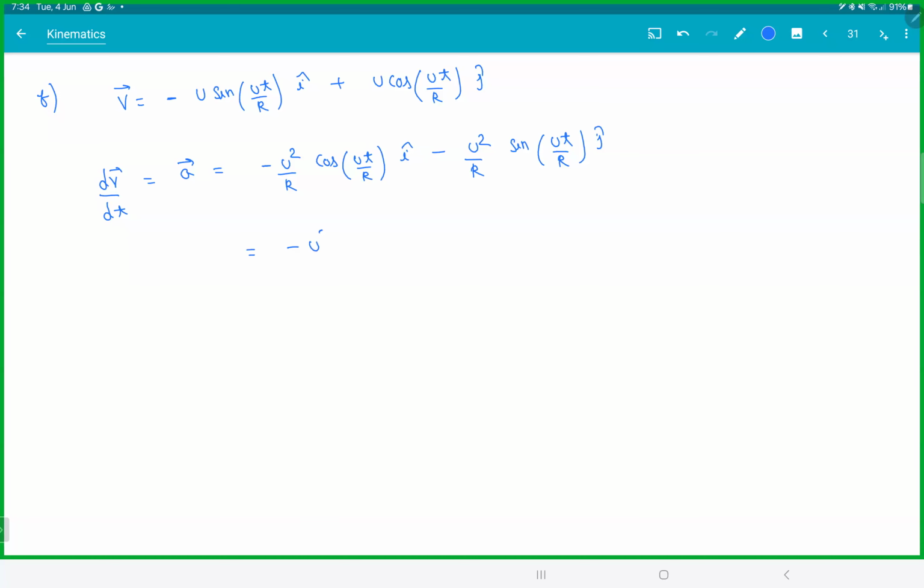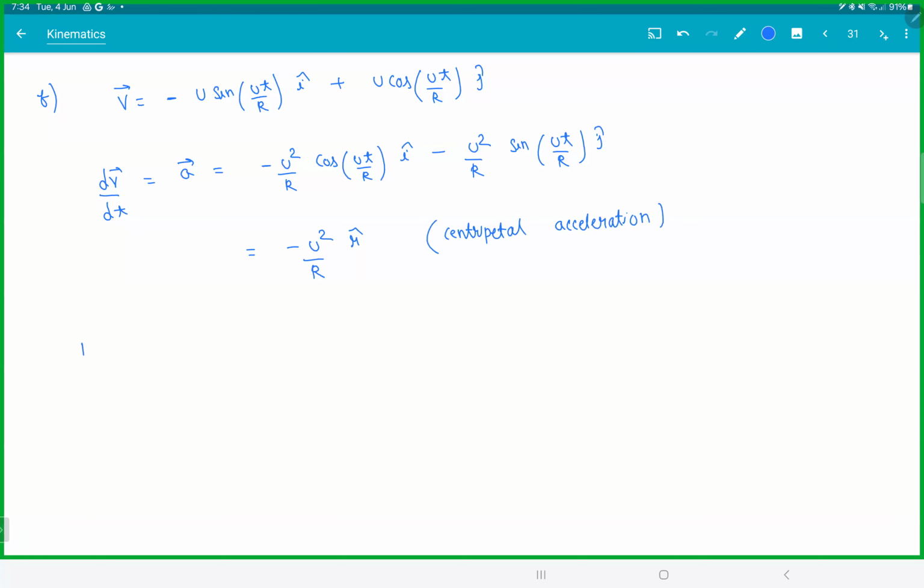This is actually minus u square by r, r cap. This is called a centripetal acceleration, which we will learn later on in circular motion. I'm sure in school you heard these words: centripetal force, centrifugal force. I don't know if you heard about it.